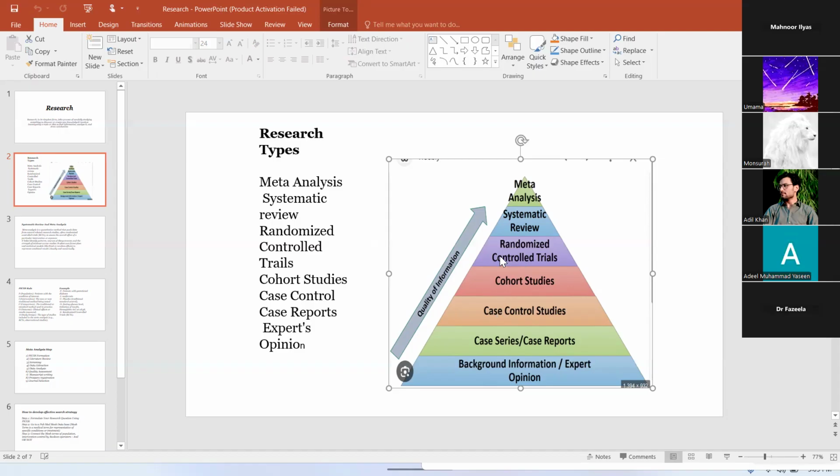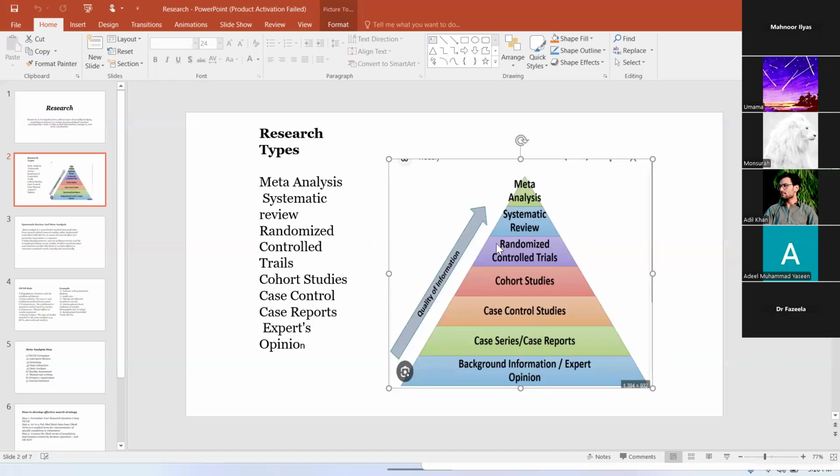Then come the randomized control trials. Randomized control trials are high-evidence, high-quality studies. For example, we may be testing some drugs. Those who are in third year or above may know that we test drugs or different therapies through these trials. Trials can be of two types: randomized control trials or non-randomized control trials. I'll tell you these details in the data extraction or quality assessment part. But here, randomized control trials are the highest evidence research.